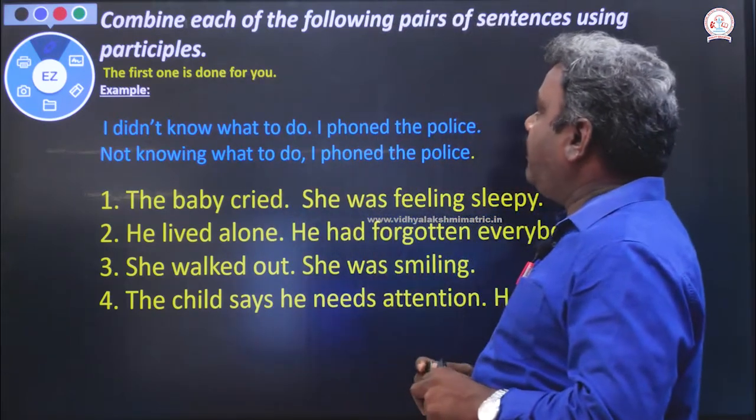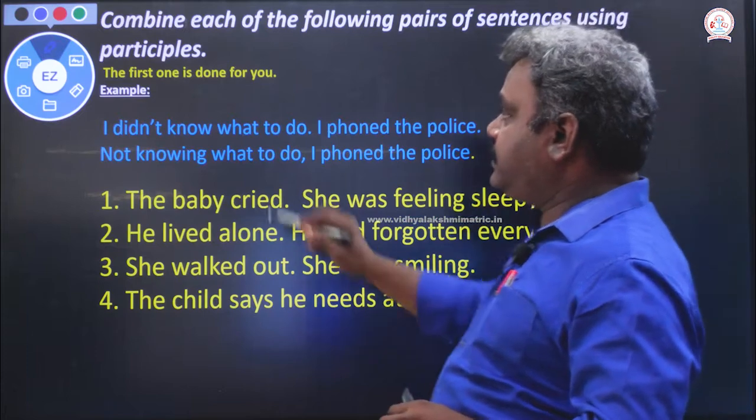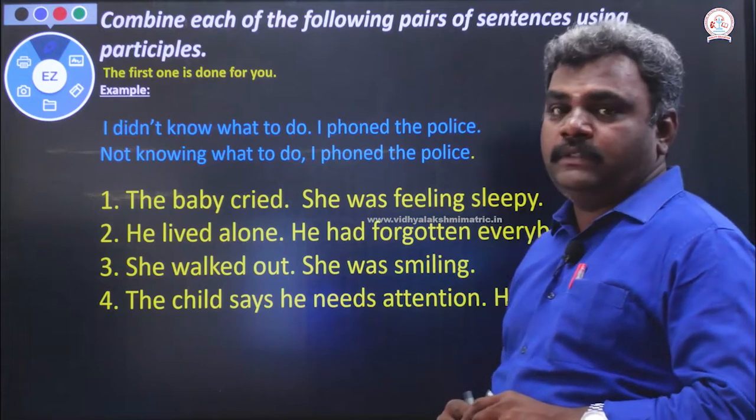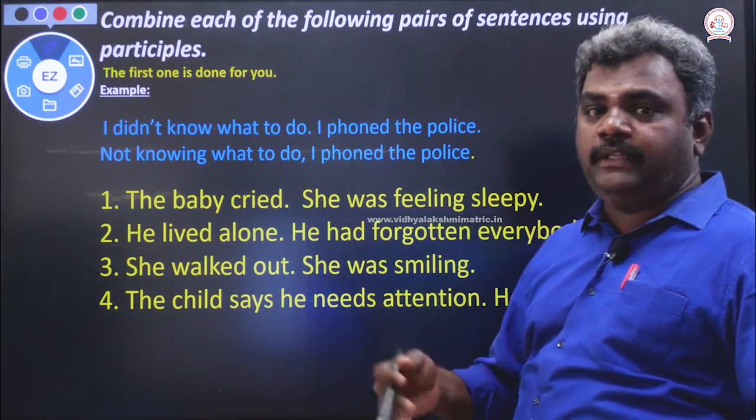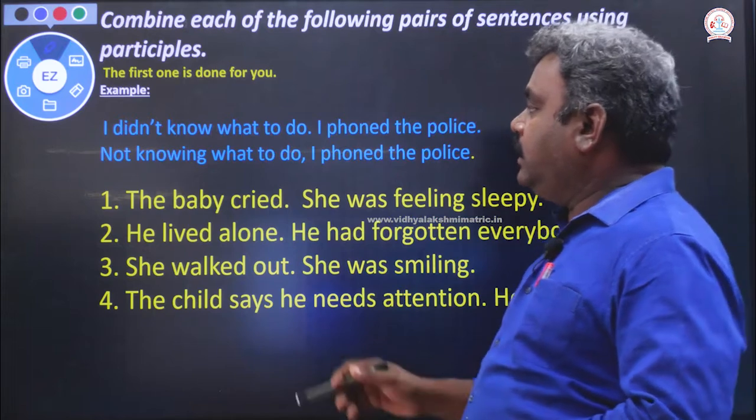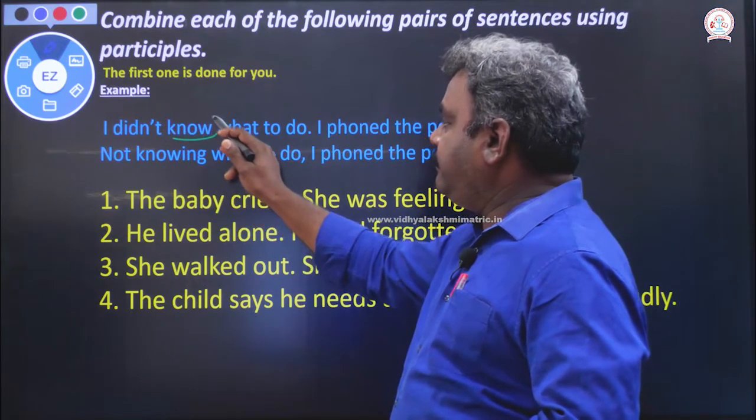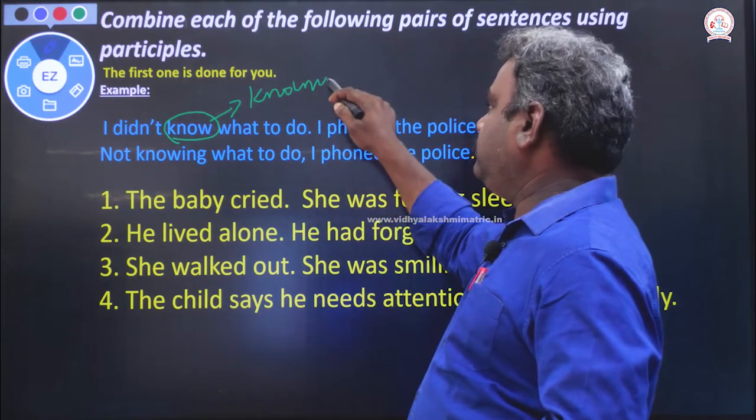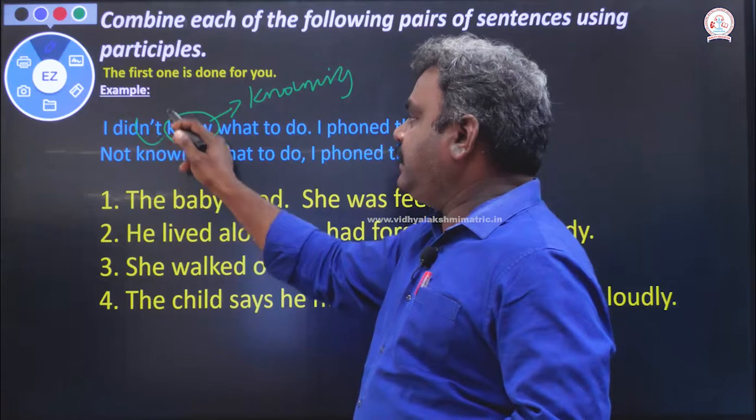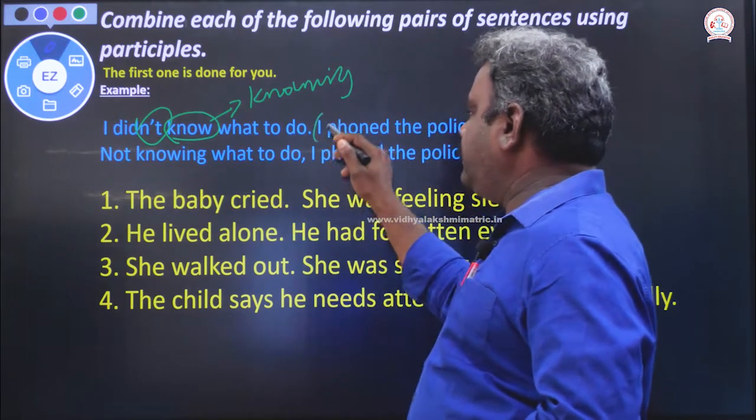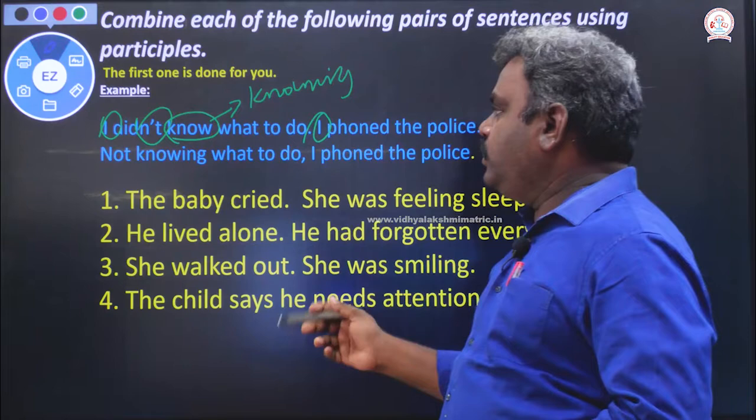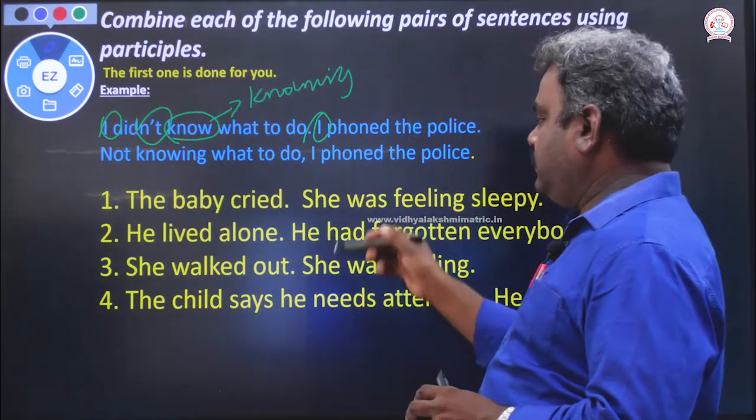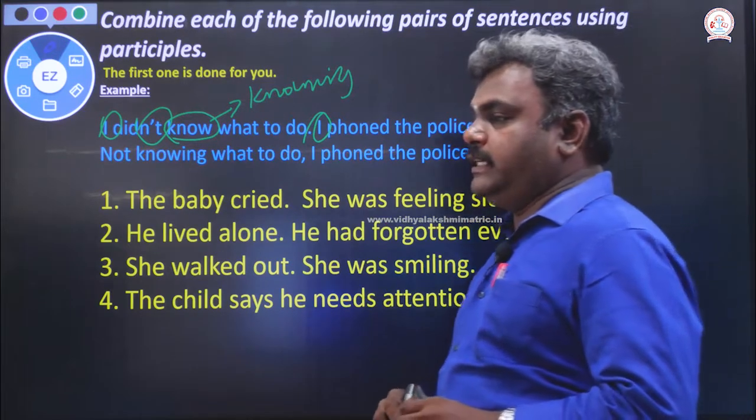Combine each of the following pairs of sentences using participles, ing form. I didn't know what to do. I phoned the police. Something happened. The person who didn't know what to do. First you must find that the verb should be changed into ing form. Here not is there. You can place the not as it is because we have the same subject here and there. So use the words not knowing what to do. I phoned the police.